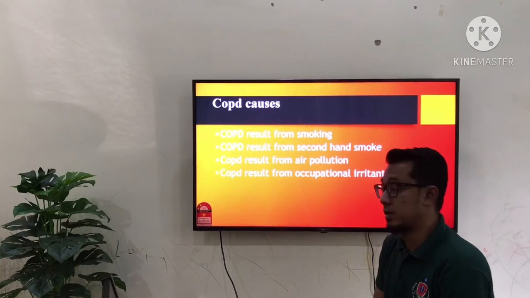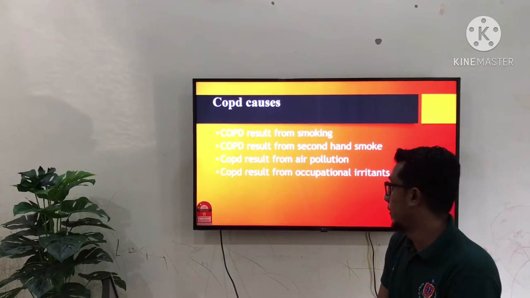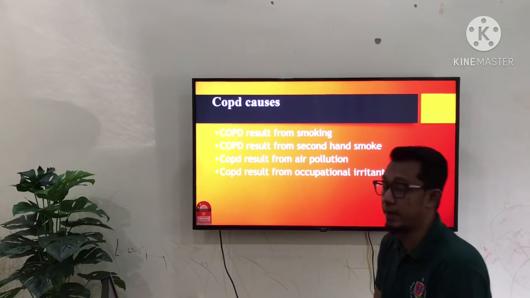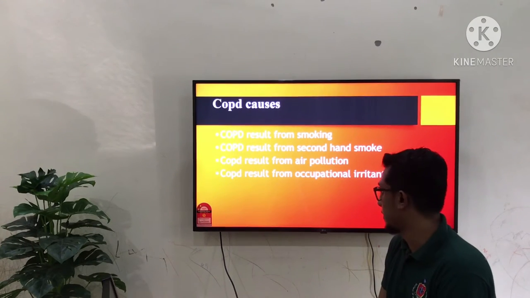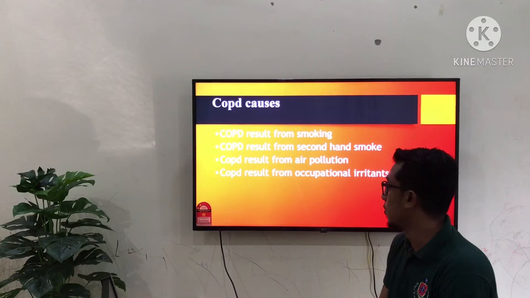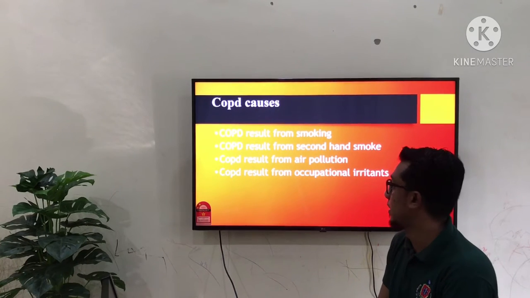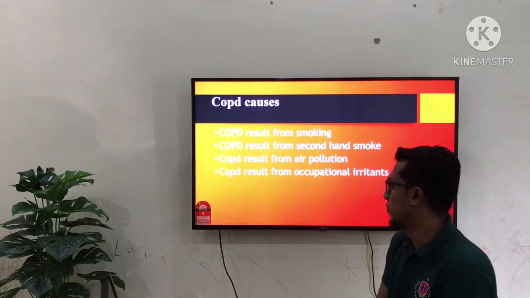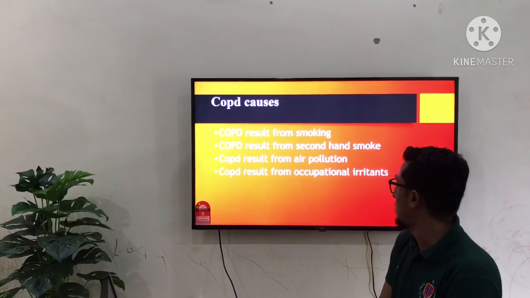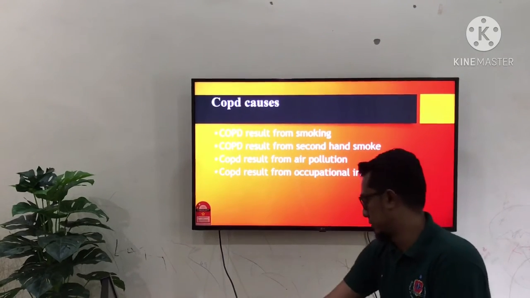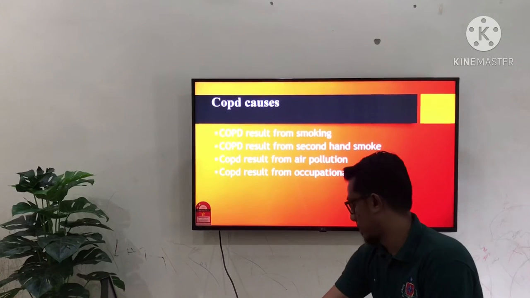Okay, what is the cause of COPD? COPD results from smoking. Orang yang banyak merokok akan mendapat COPD. COPD results from second hand smoke. The second hand smoke pun, selalu yang hidup asap rokok boleh dapat COPD. COPD results from air pollution, pencemaran udara. COPD results from occupational irritants, habuk-habuk macam tu ya.